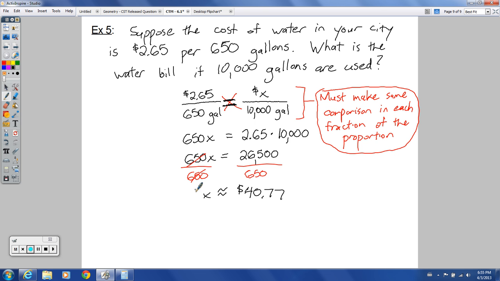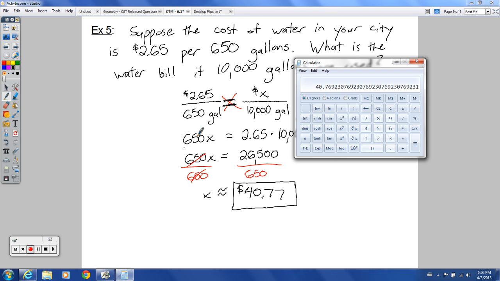I see what I did wrong before. I actually messed something up earlier in the problem. So good thing I checked there. So we get $40.77. You might say, wow, that's a lot for water. I'm just going to go buy a bottle of water. But remember, this is 10,000 gallons, and for $40.77, you're buying 650 gallons for $2.65.